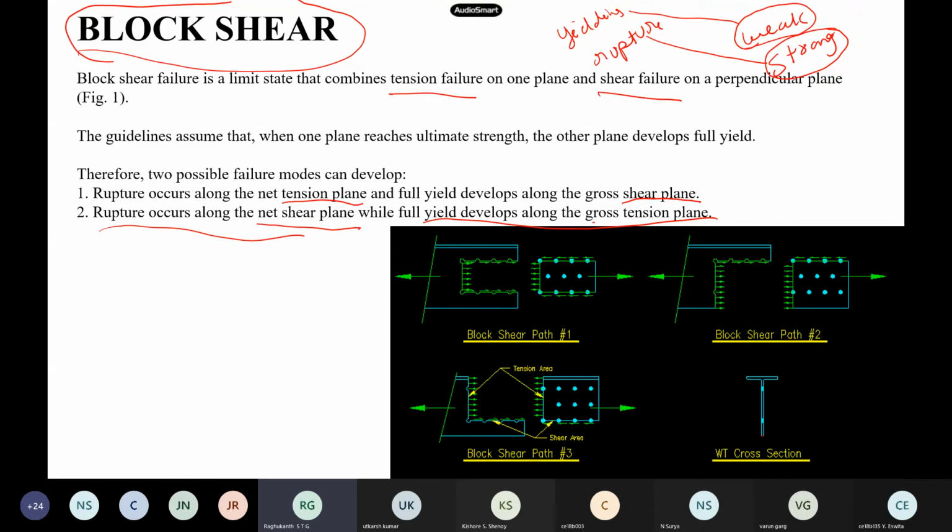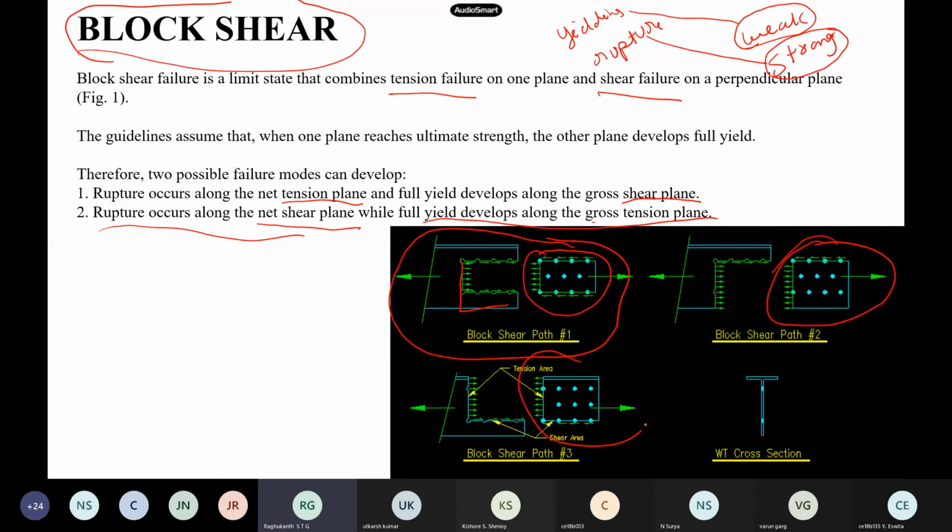These are also a headache actually. For example, if we see these connections, this is one shear path. This whole thing just comes out, or it can fail like this also. This entire portion itself can come out. So this is another path, or it can come like this also. You followed? So these are the several failure paths that can happen in block shear.